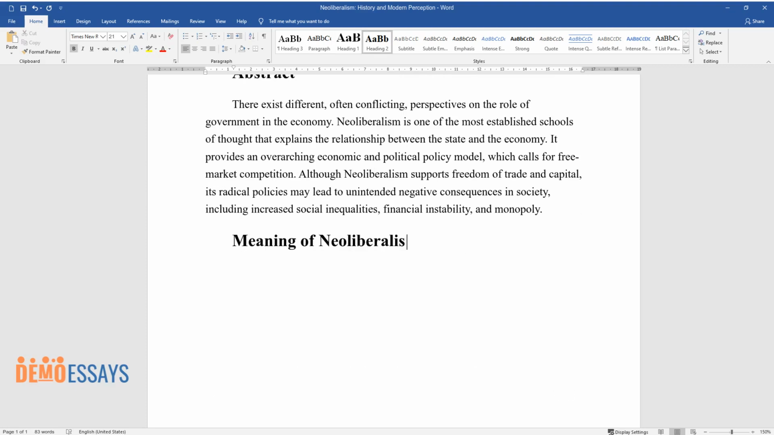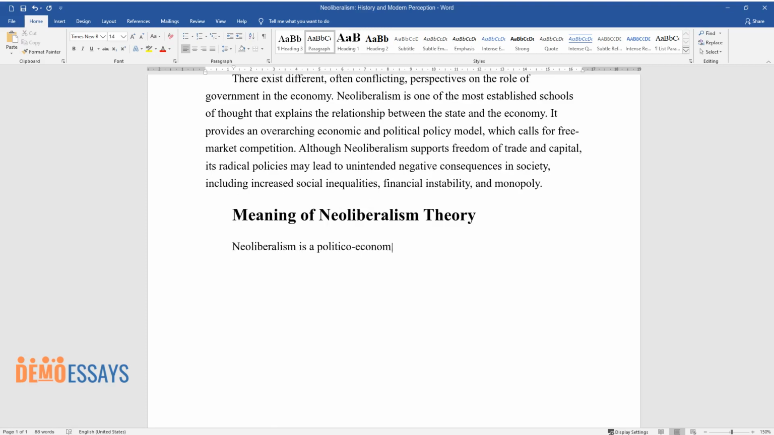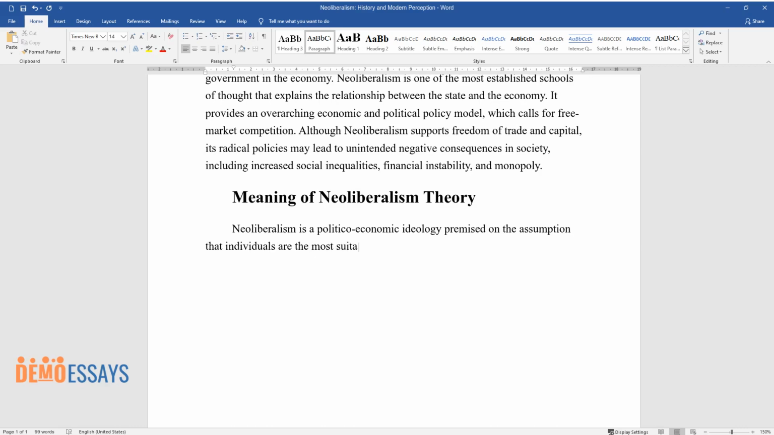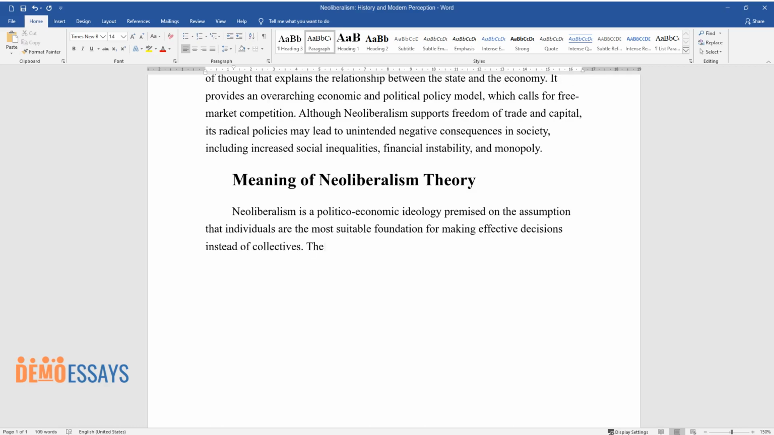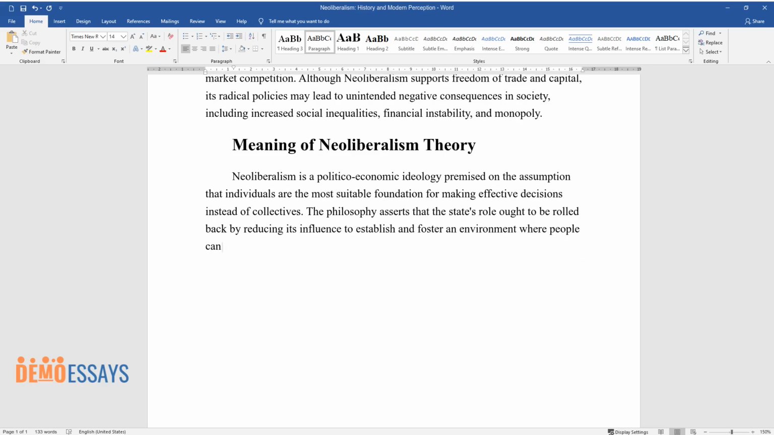Meaning of neoliberalism theory. Neoliberalism is a politico-economic ideology premised on the assumption that individuals are the most suitable foundation for making effective decisions instead of collectives. The philosophy asserts that the state's role ought to be rolled back by reducing its influence to establish and foster an environment where people can make decisions and select alternatives in a free and competitive manner.